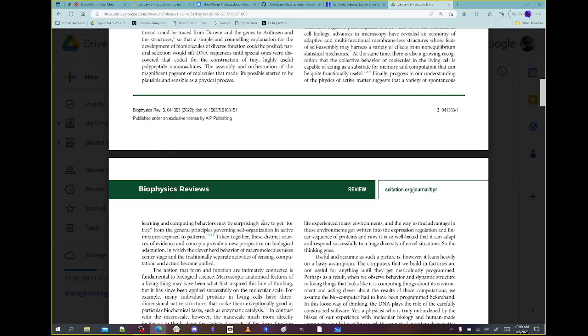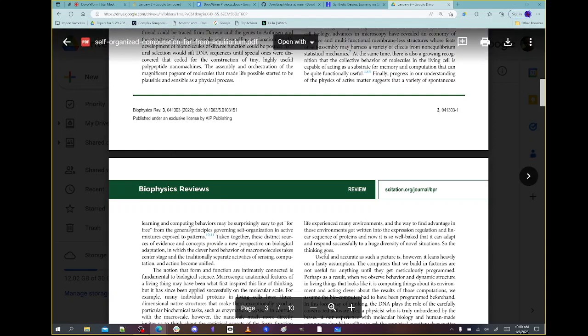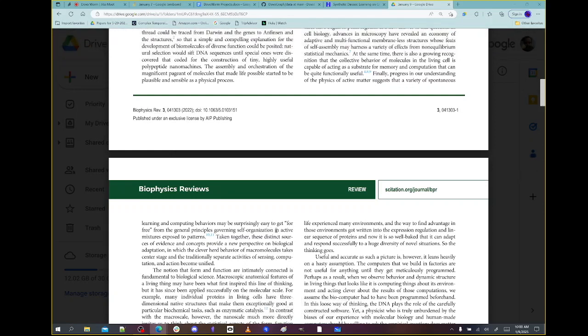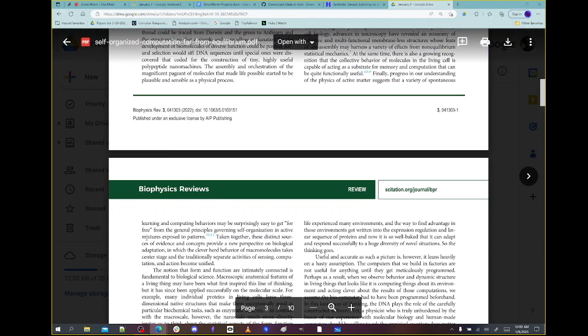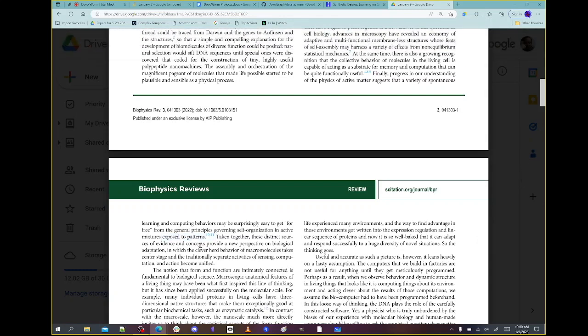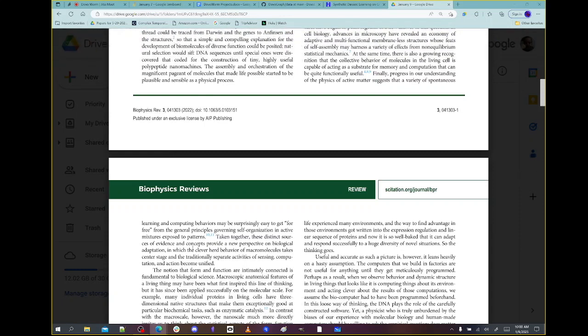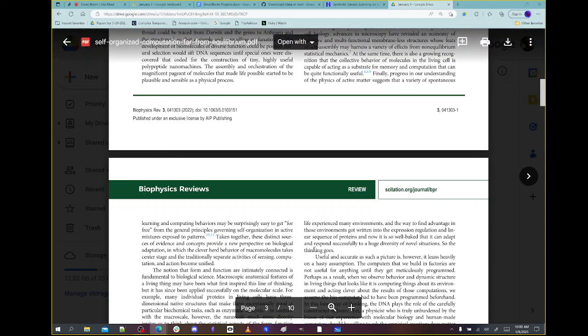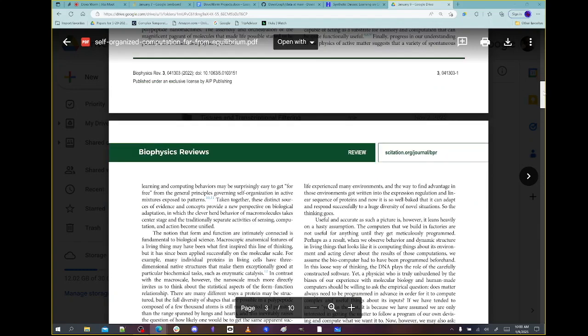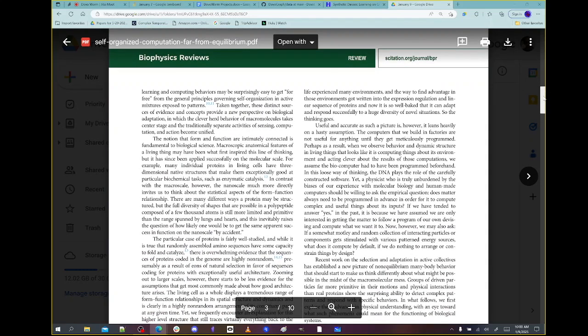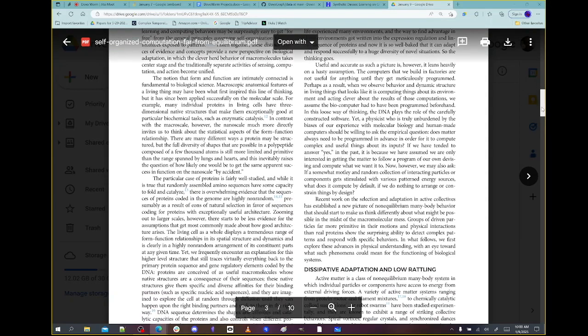So maybe surprisingly easy to get for free from the general principles governing self-organization in active mixtures exposed to patterns. So he talks about exposing something to patterns. I'm not sure exactly what that means. Taken together, these distinct sources of evidence and concepts provide a new perspective on biological adaptation. So he's talking about biomolecular self-organization here. So let's see if he gives a number.